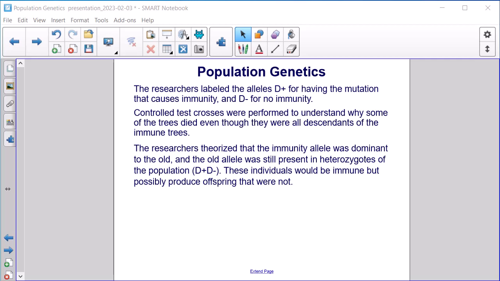The researchers theorized that the immunity allele was dominant to the old, and the old allele was still present in heterozygotes of the population. So we have this heterozygous D+ and D- in the population. These individuals would be immune, but possibly produce offspring that were not.